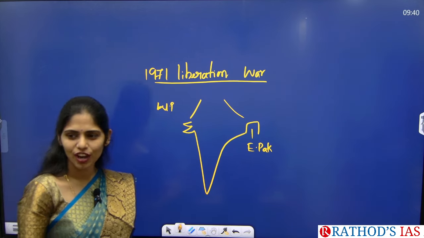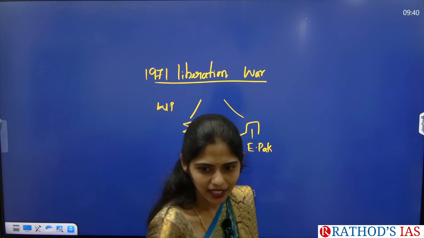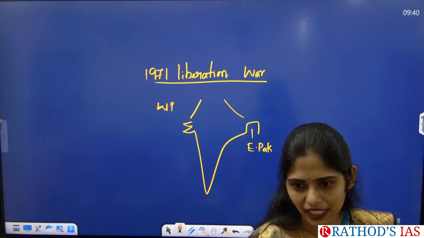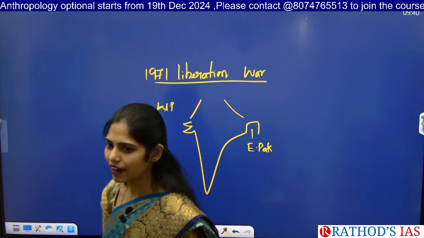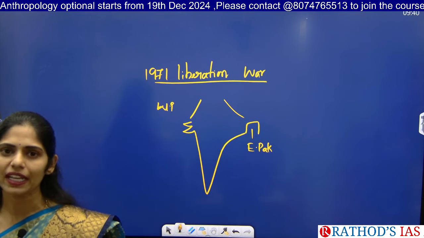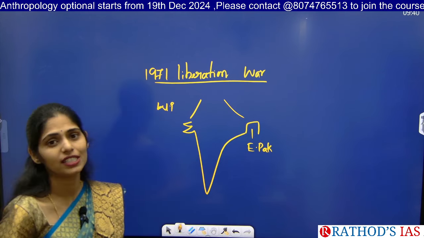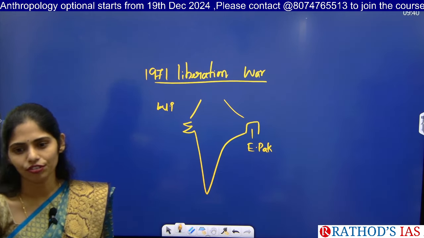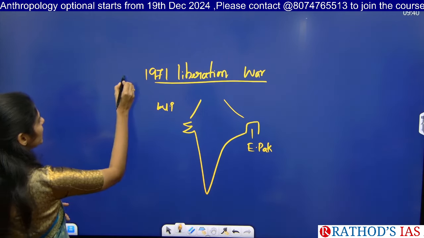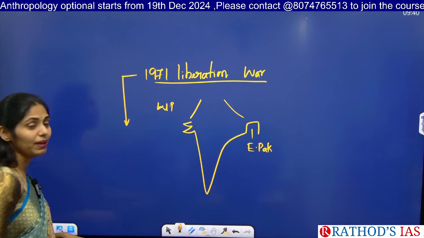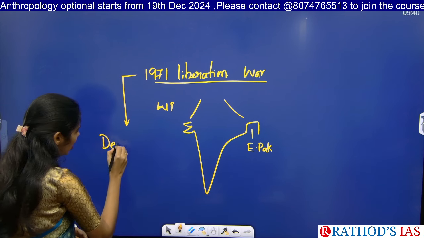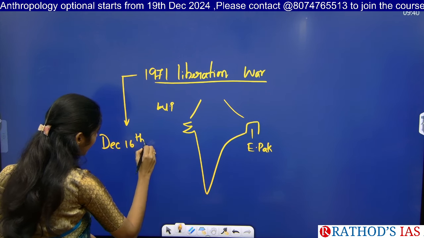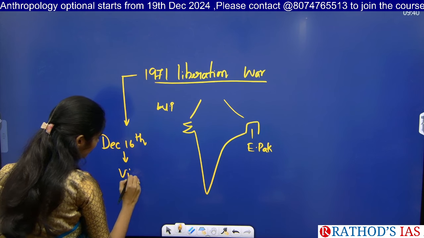How many days was the war? It's a 13-day war. It started on December 3rd and finally ended on December 16th. It is 13 days of war. In this war, many Indian soldiers died. Because of this, every year on December 16th, we celebrate this day as Vijay Divas.